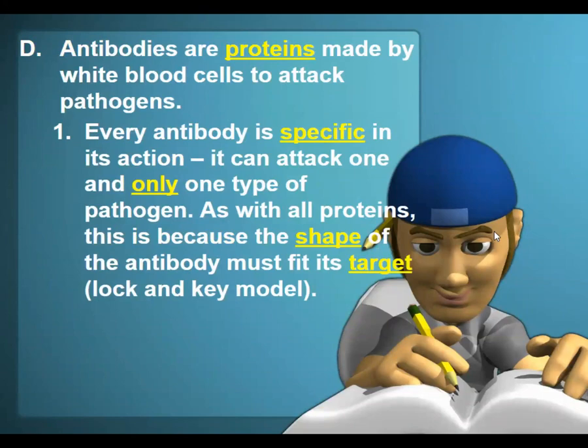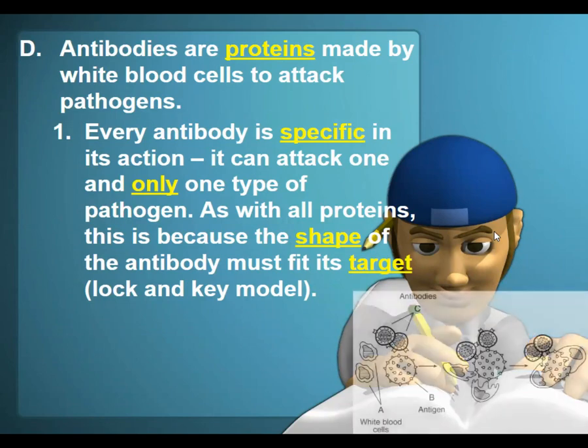So antibodies are proteins, again with a special shape, made by white blood cells to attack pathogens. Every antibody is specific in its action. It can attack one and only one type of pathogen. As with all proteins, this is because the shape of the antibody has to fit its target, kind of like a lock and key. You can only use one specific type of key in the front door of your house. Any other key is not going to work.